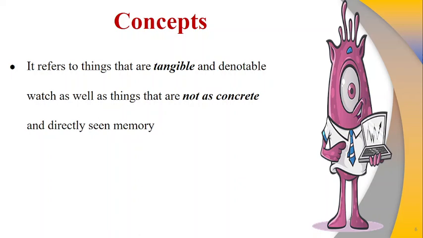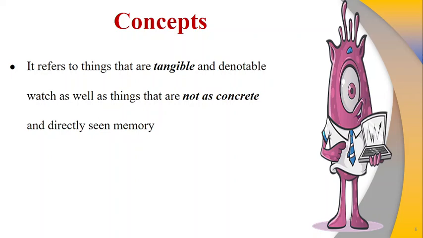So certain concepts are directly observable, while some concepts are not directly observable, which means they are not as concrete and directly seen. An example is memory. When I say in my memory, you understand what I'm trying to tell.